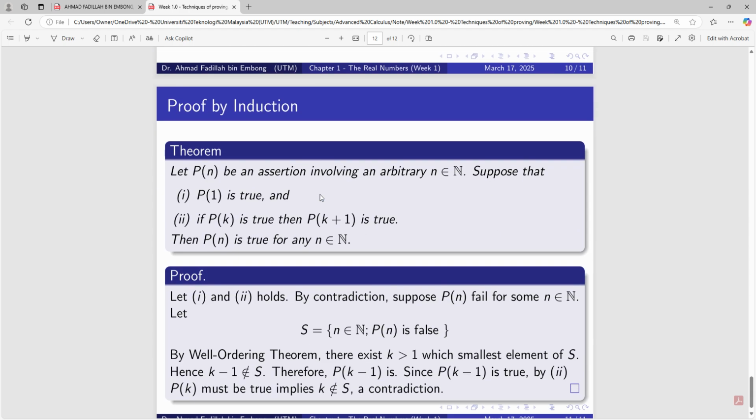So next one is proof by induction. Let P(n) be an assertion involving an arbitrary n. Suppose that P(1) is true, and if P(k) is true, then P(k+1) is also true. Then if these two statements are true, P(n) is true for any n inside the natural numbers. So this is a formal theorem proved by induction.